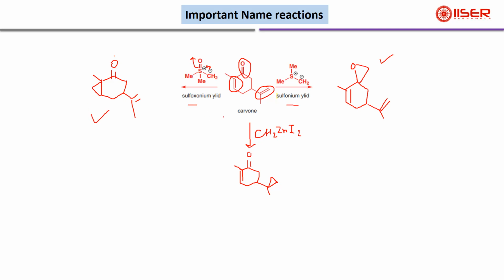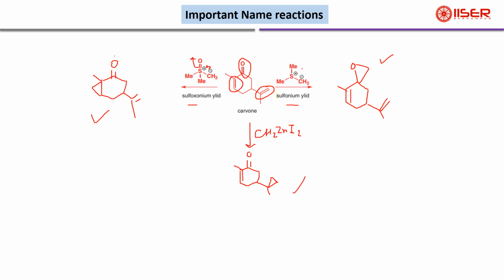Now if you use a different type of reagent, that is called the Simmons-Smith reagent, what will happen? It will always react with the electron rich double bond. We know that the alpha beta unsaturated double bond is not electron rich, it is electron deficient. So the other double bond, which is electron rich, will react with that one. So from the same substrate you can get three different products just by changing the reagent.